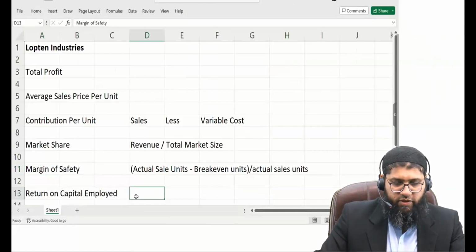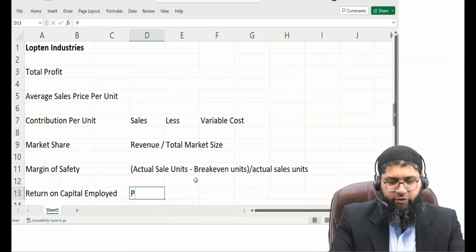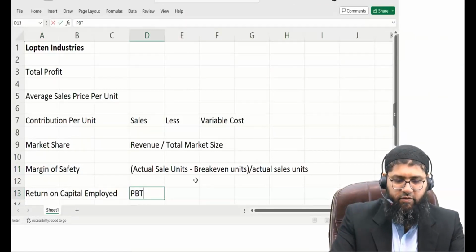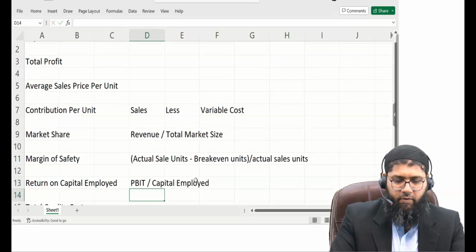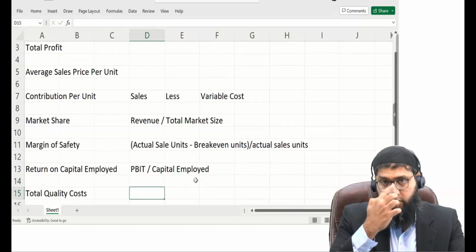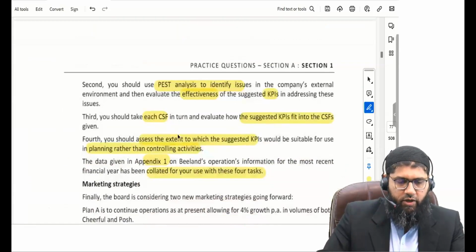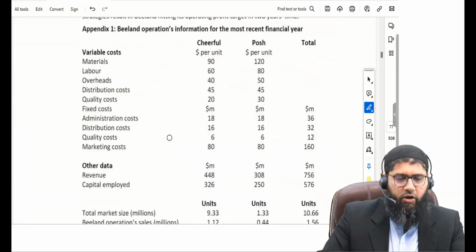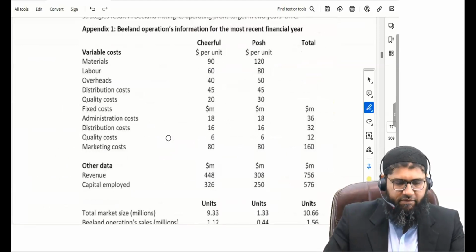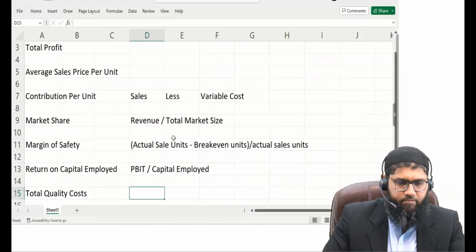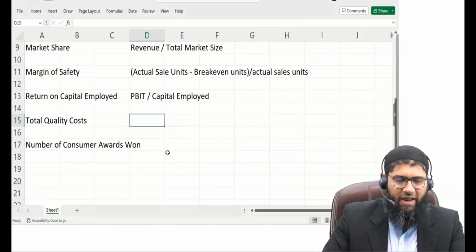Return on capital employed is usually the profit before interest and tax divided by capital employed. The total quality costs are going to be, I mean, they have given the quality cost already, and the number of consumer awards won.